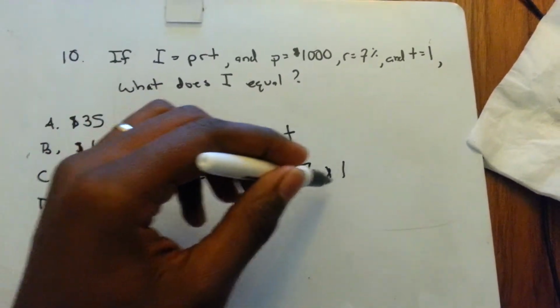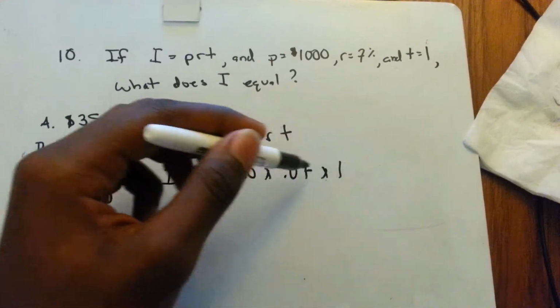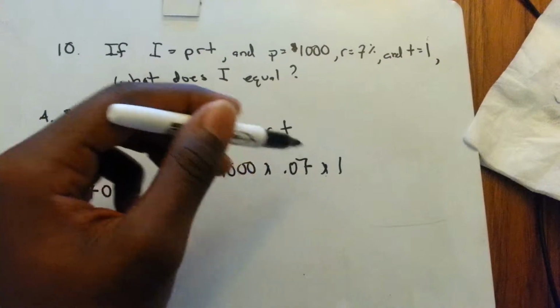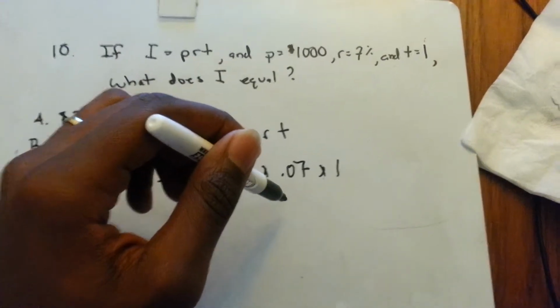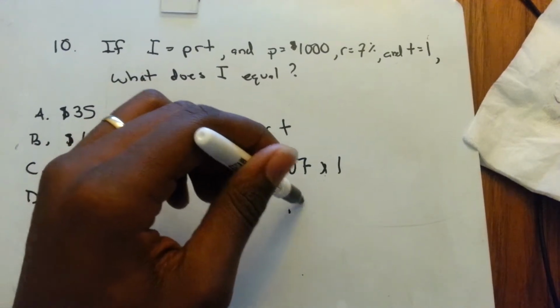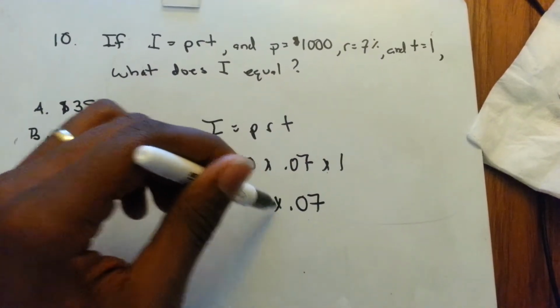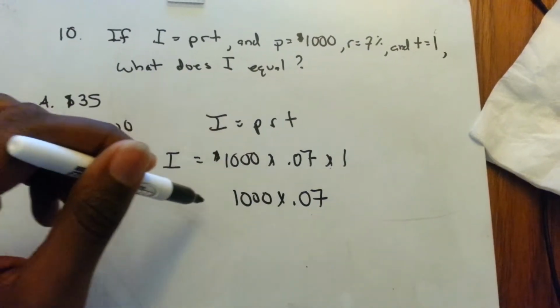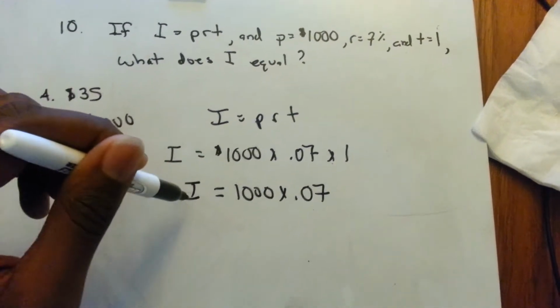So first thing we do is we need to get rid of this 1, because anything times 1 is itself. So we multiply 0.07 times 1 equals 0.07 times $1,000 equals I.